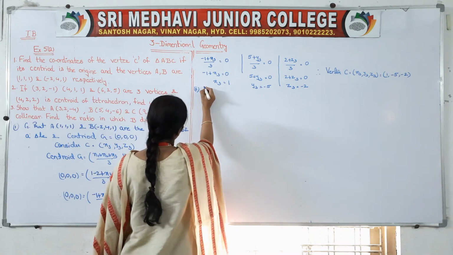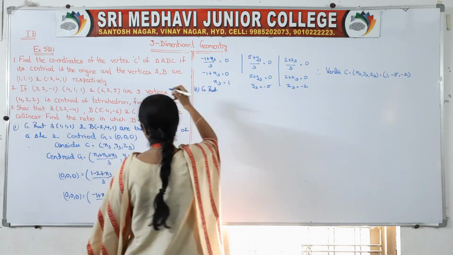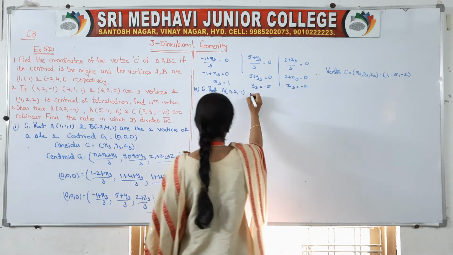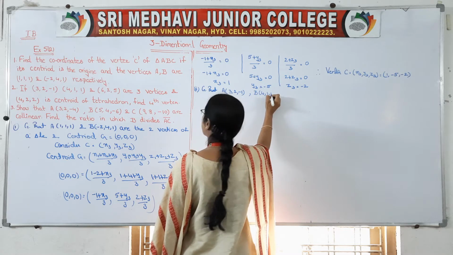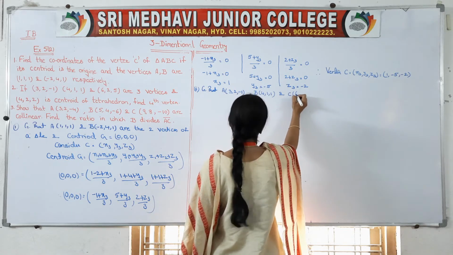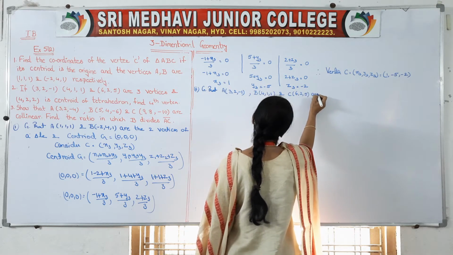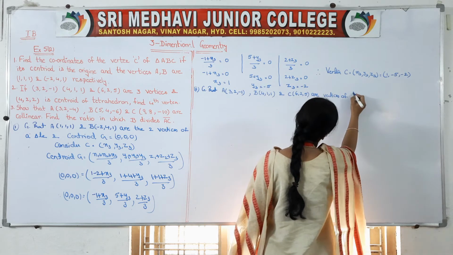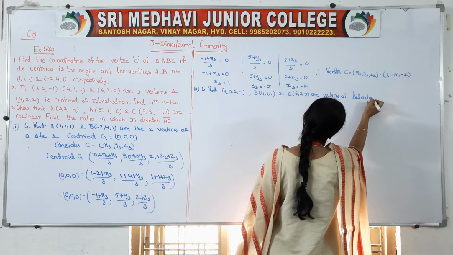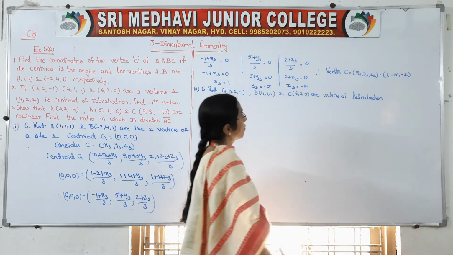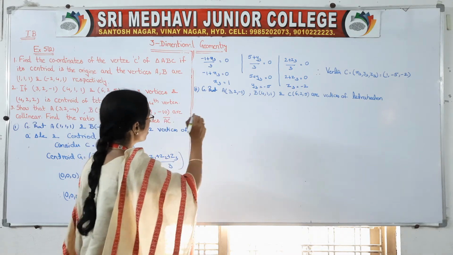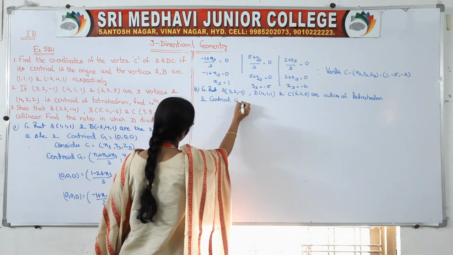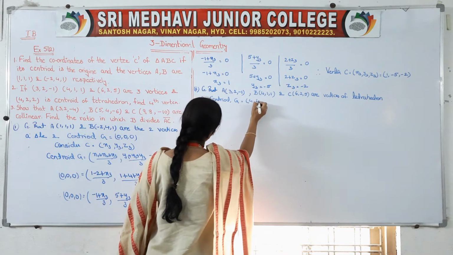So come on, what is the given information to you? The vertices are: A is 3, 2, minus 1, and B is 4, 1, 1, and C, what is C point? 6, 2, 5. These are 3 vertices of the tetrahedron given to us, right? And also centroid is given to us. Centroid is denoted by G, is given as 4, 2, 2.